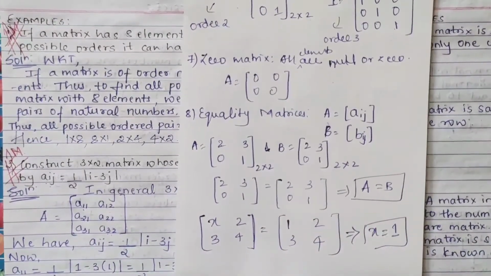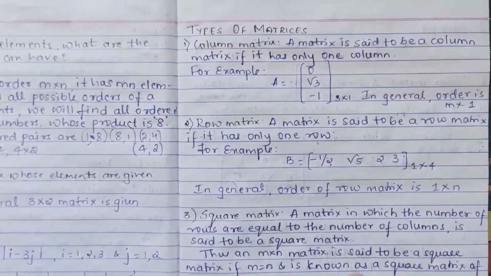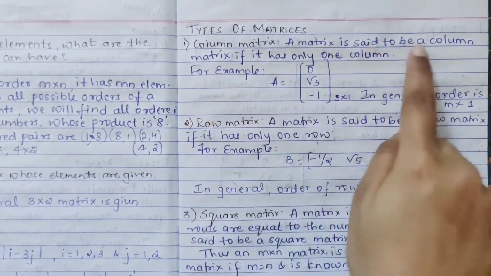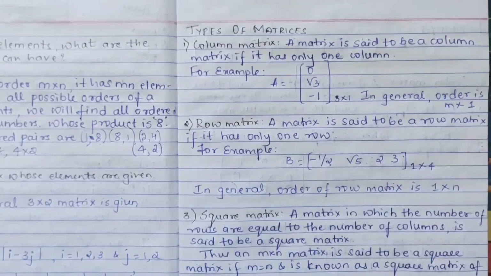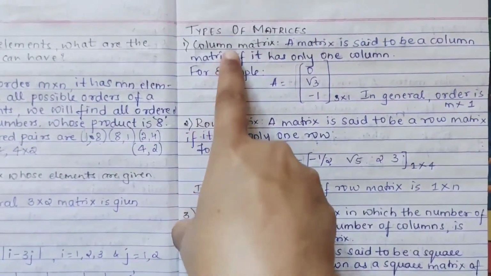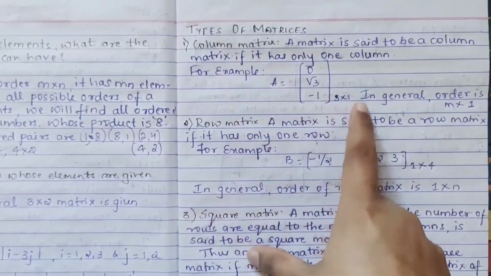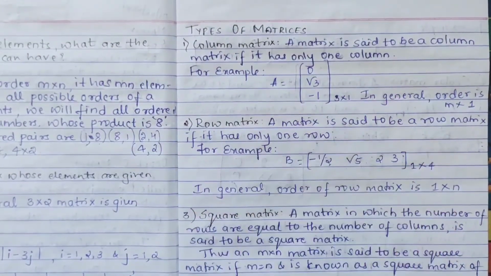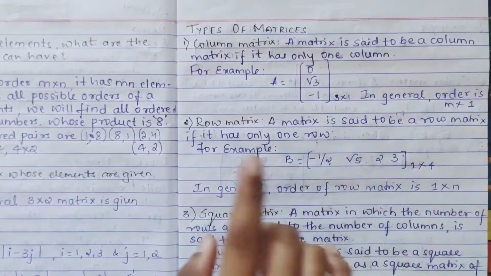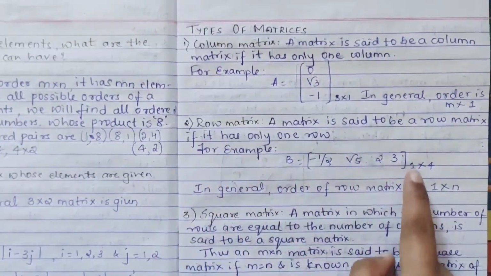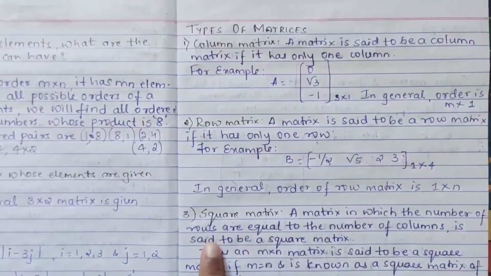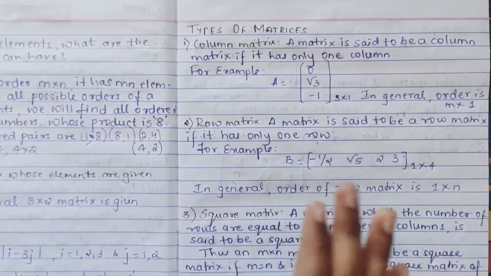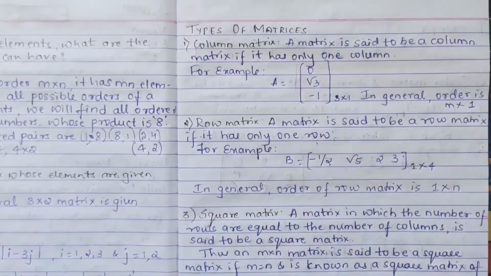So this is what we have done. I have written the definitions also, so you can just pause it and note it down. Column matrix, where your column will be only 1 irrespective of your rows. Row matrix, row will be 1 irrespective of columns. You can just pause it and write it down.